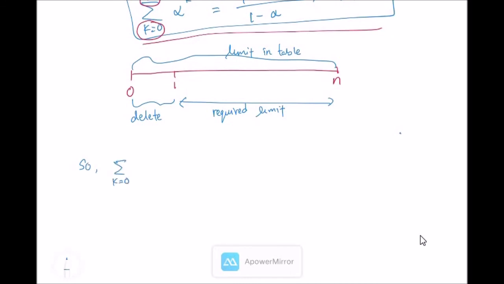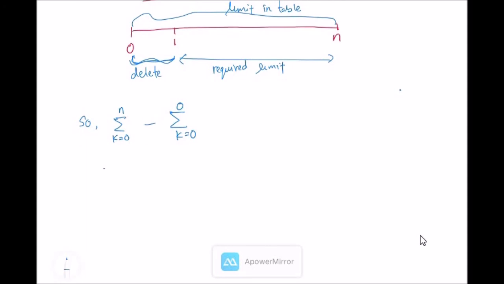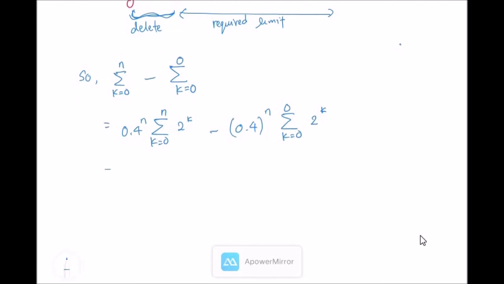The sum over k from 0 to n is the limit of the equation. And then you minus the sum over k from 0 to 0. This is what you want to delete here. So now you have the sum of 0.4 power of n, 2 power of k, k from 0 to n, minus 0.4 power of n, the sum over k from 0 to 0 of 2 power of k. Now you can simplify.